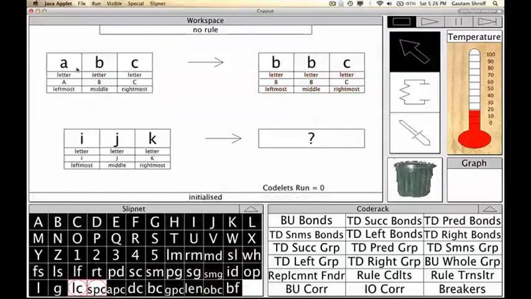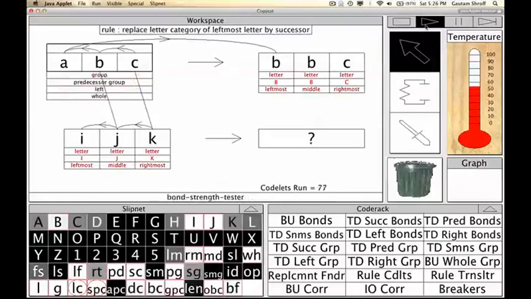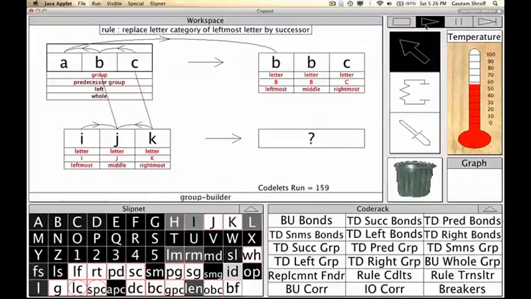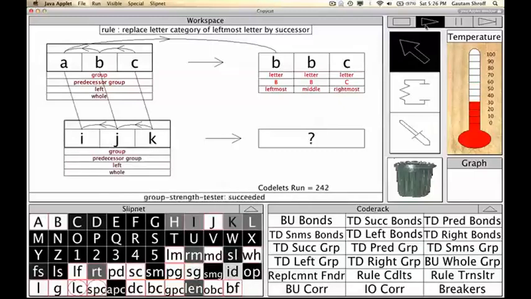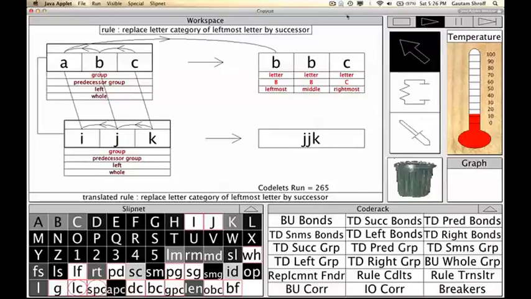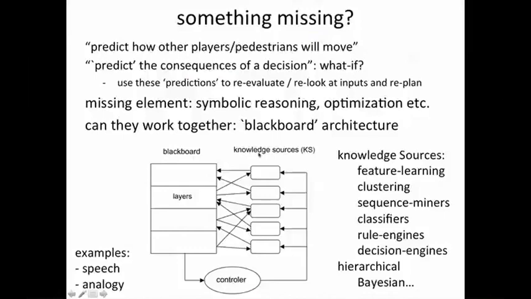Let's try it again. This time we'll give it a problem, ABC goes to BBC, and see what it comes up with. The Blackboard architecture is reasoning. Different types of rules are being applied in a hierarchy, and each rule is affecting what to look at next. And it comes up with JJK: replace the category of the leftmost letter by its successor. It has learned the analogy. So as we can see, Blackboard systems are extremely powerful, and they do form a way of marrying bottom-up data-driven reasoning with top-down symbolic reasoning, and allowing both of these to influence each other, just as Bayesian networks and hierarchical temporal memory also include this element of top-down and bottom-up reasoning working together.